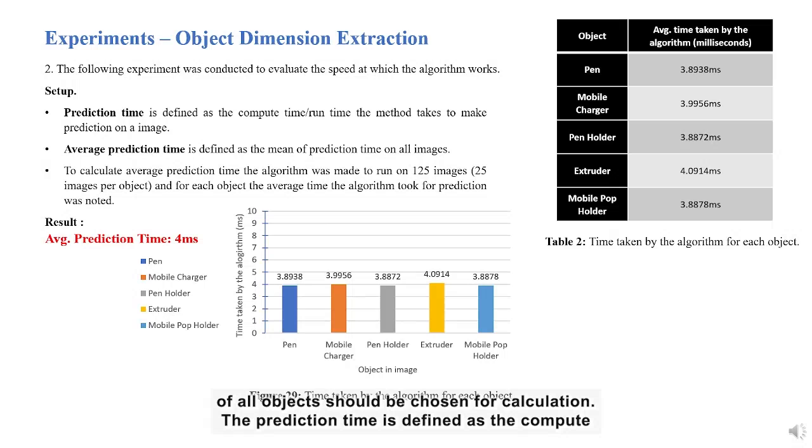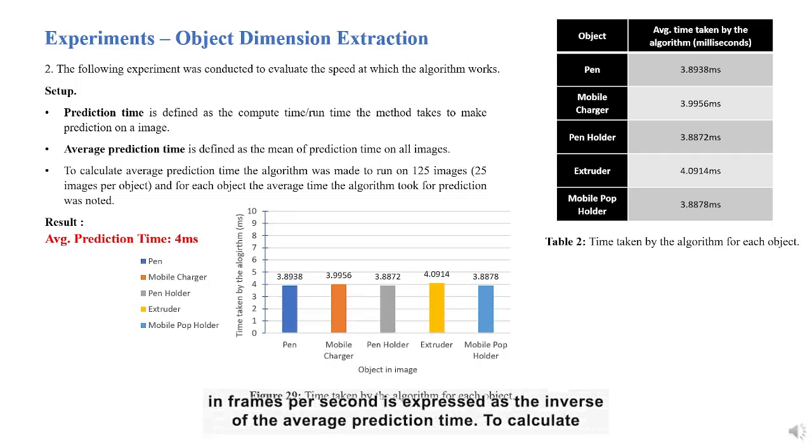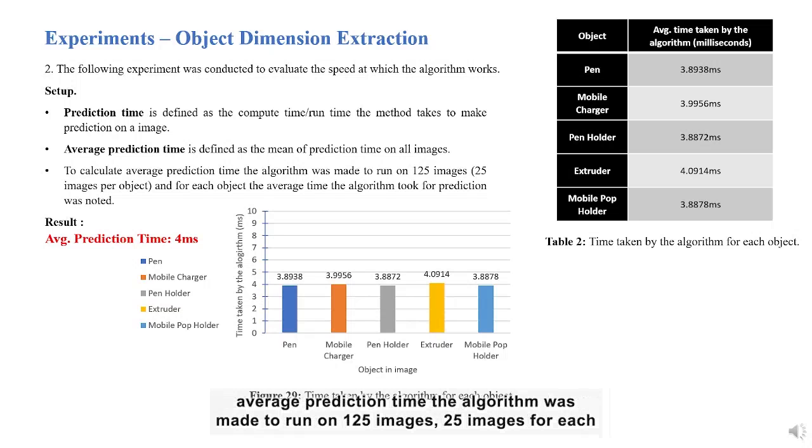The prediction time is defined as the compute time or runtime that the method takes to make a prediction on an image. Average prediction time is defined as the mean of the prediction time on all images. The speed of the algorithm in frames per second is expressed as the inverse of the average prediction time. To calculate average prediction time, the algorithm was made to run on 125 images, 25 images per object, and for each object, the average time the algorithm took for prediction was noted.